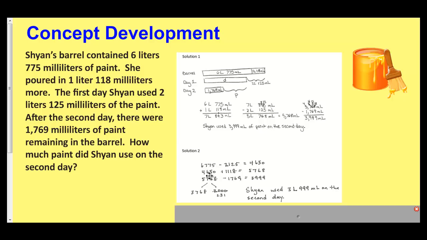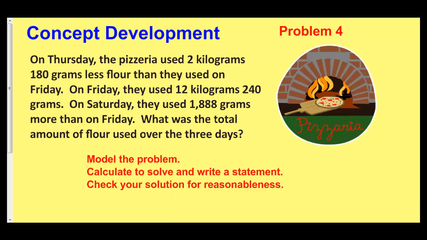Then I took that 4,650 and I added it to this part. So that left me with 5,768. So it's the same numbers I got here. And then I subtracted the 1,769, and again I got the same answer. Two different strategies. If you don't understand both of these strategies, as long as you understand one, you're on the right path. All right, let's take a look at problem number 4.